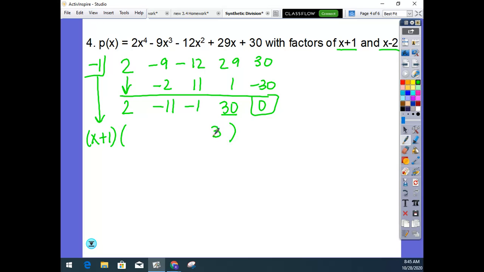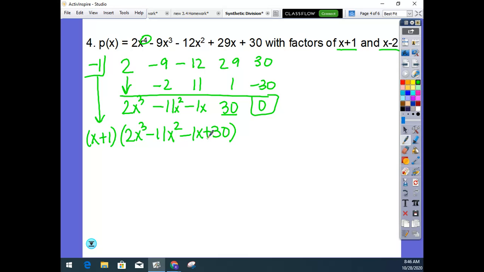This is my constant. This is my x. This is my x squared. And this is x to the third. Notice we started with a quartic with x to the fourth. So that means I have 2x to the third minus 11x squared minus 1x plus 30.